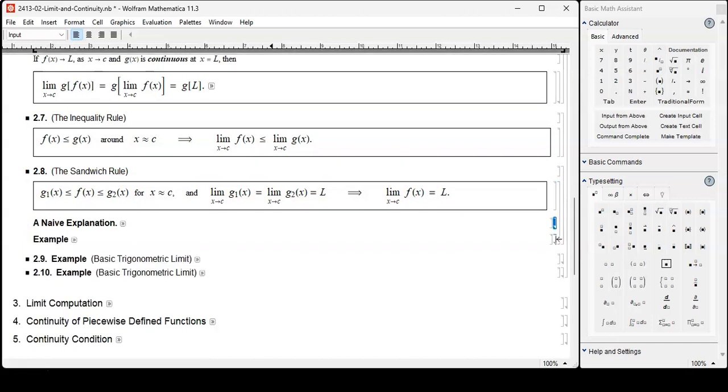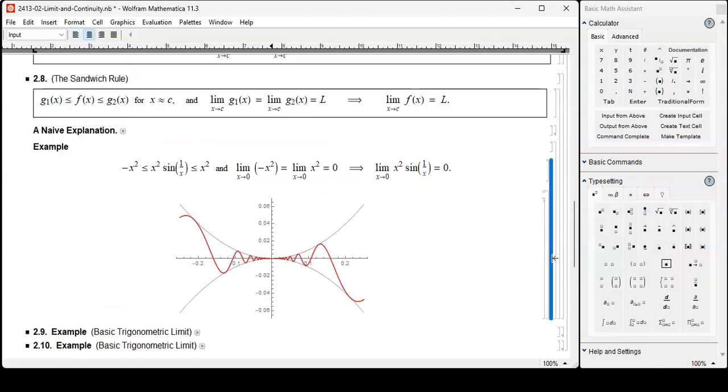Oh, never mind. Yeah, this kind of thing. The top and bottom, and then f is squeezed in between, and then f is going to the same limit.